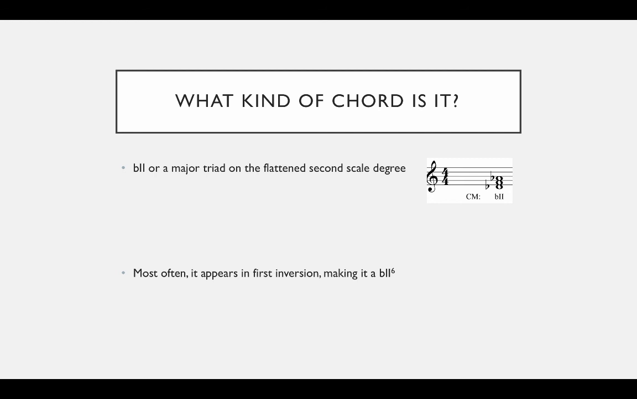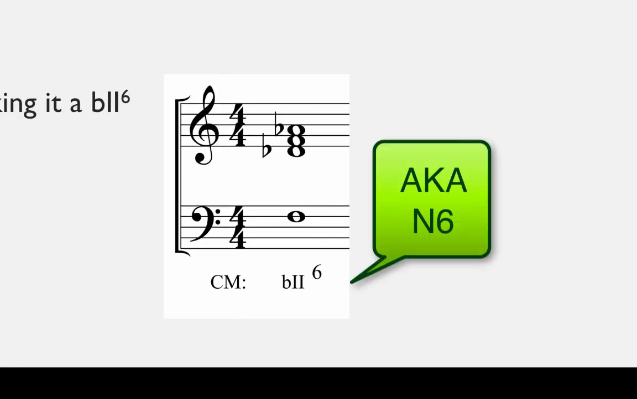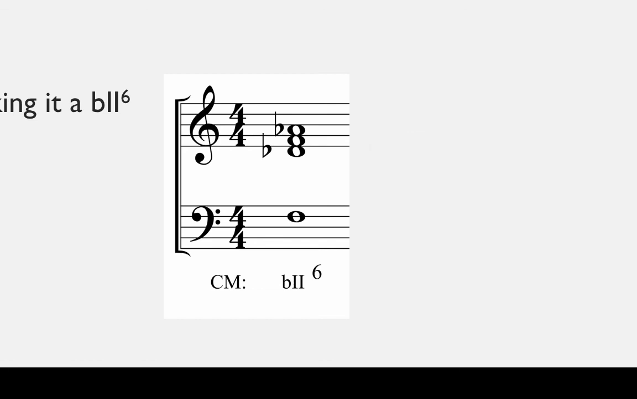Most of the time, however, this chord appears in its first inversion, making it a flat 2-6, or a Neapolitan sixth chord. It would look like this. In the key of C major, the third of the chord, F, would be in the bass. That's right, Fa. It looks like a very simple predominant chord, but above it enter the pitches Ra and Le, giving it that special color of the Neapolitan.